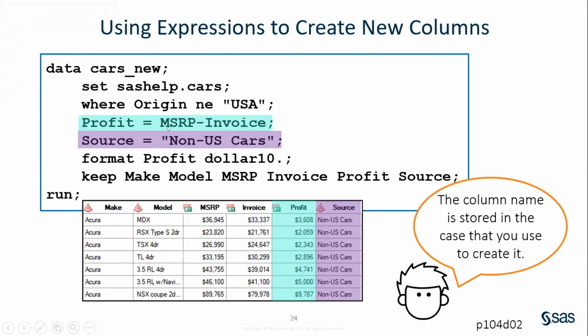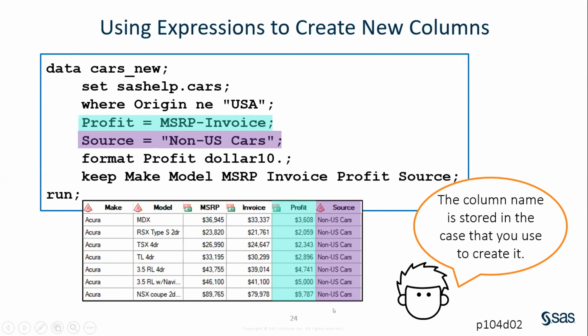See, it's talking about profit and it's talking about source. It's creating one column which is numeric, from these numeric columns where it's performing the arithmetic operation, whereas here it's creating source as a new column with the value non-US cars. Now why non-US cars? Because they have used this where statement to subset your data to select only those rows where the column origin is not equal to USA. Therefore, the source is non-US cars. So this is what you see, the new columns, profit and source.